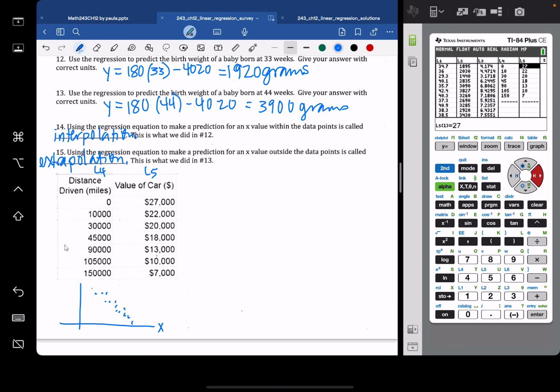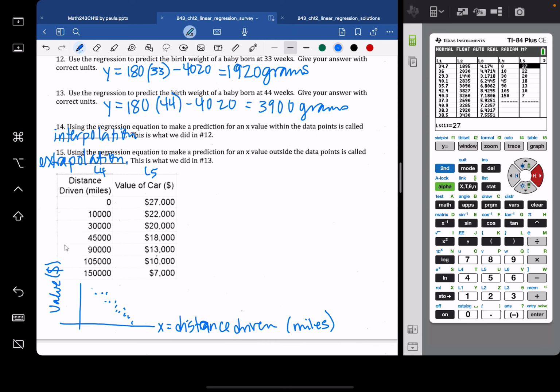Now X, what is X? X is the independent variable. That is the distance driven, the miles on the car. Distance driven. And this is the price of the car, or the value in dollars. Distance driven in miles. Usually provide the units in parentheses after the title. So we're expecting something that looks like this.